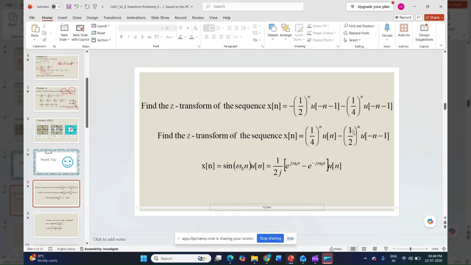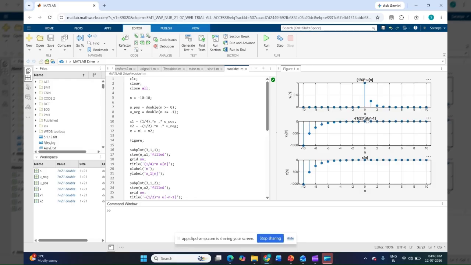The second one is minus 1 by 2 the whole power n u of minus n minus 1. To know this sequence, can you see it? Again, it starts from 0 and the sequence is in the negative axis. This is 0, this is minus 2, minus 4. The sequence lies in the negative axis, while the earlier sequence lies in the positive axis. See, at this point n is minus 9, and the value is minus 512. Now you are going to do some arithmetic operation on these two sequences and see the final value. So the final sequence will be like this.